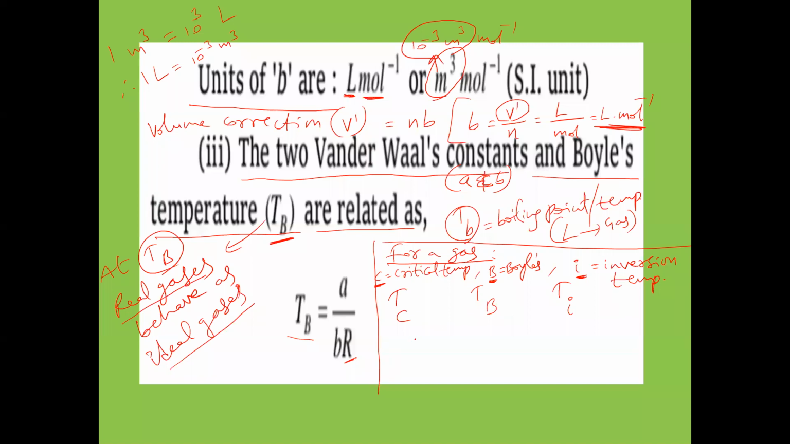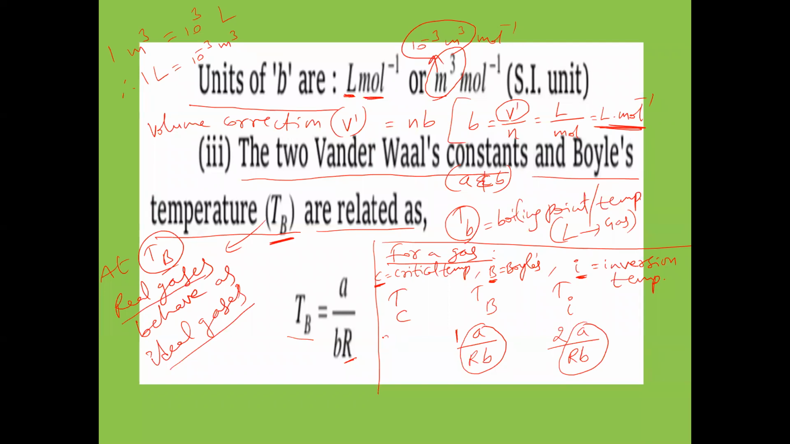Now remember that. Already I told you the TB formula: a by Rb. That is the formula for Boyle temperature. Next, for inversion temperature, it is 2 into a by Rb, that is 2a by Rb. Here a by Rb means 1 into a by Rb, and here it is 2 into a by Rb. That is the inversion temperature formula.